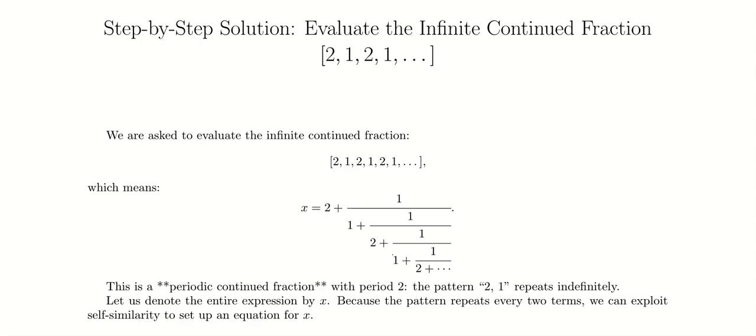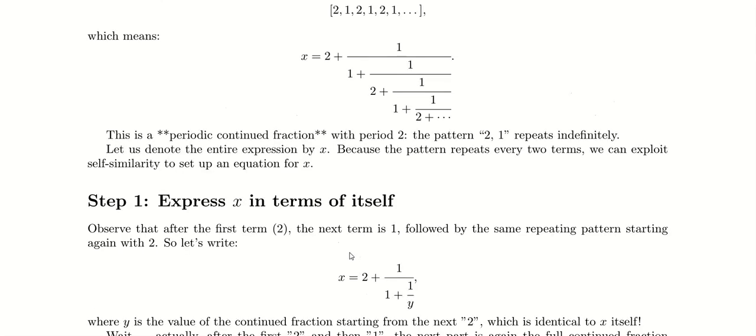So the period here is 2 because the pattern repeats after 2. So let's take a look at this. What we're going to do is call this right here y. So if we rewrite this, that's 2 plus 1 over 1 plus 1 over y.